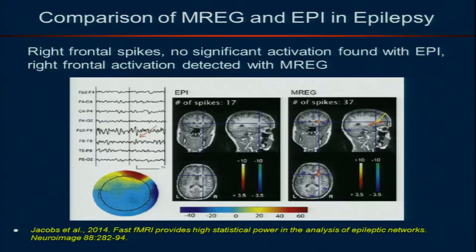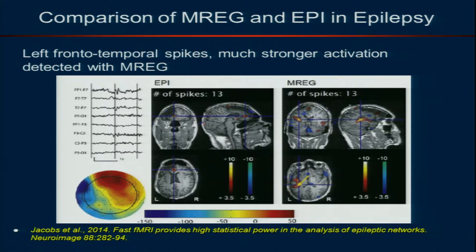So just some examples of results, just to give you a feeling of what we are getting. This is an example showing a right frontal spike showing up clearly in the MREG, but we did not find anything significant in the EPI. You see here, this is the spike detected in the EEG, and we then used this spike with hemodynamic modeling to tease out the location from the two acquisitions.